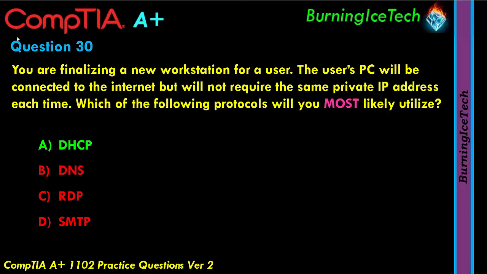DNS is also a role you would install on a server that converts IPs to names, names to IPs in a nutshell. It's not the only thing it does, but it will allow you to load web pages. C, RDP, is remote desktop protocol, so that's to connect remotely from one machine to another. And D is SMTP, which is for sending email. It's an old protocol we use for sending email.